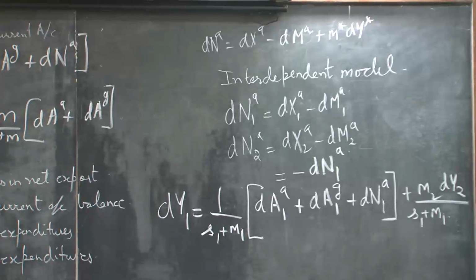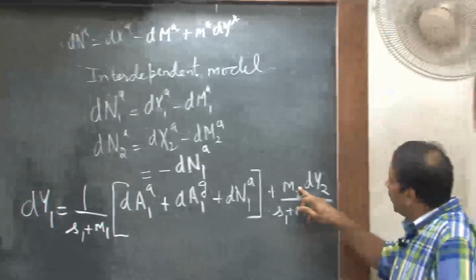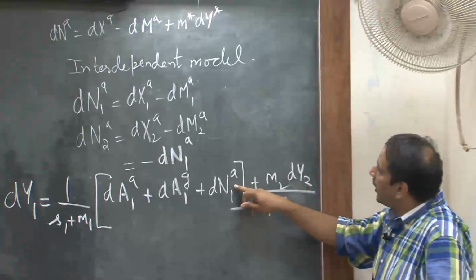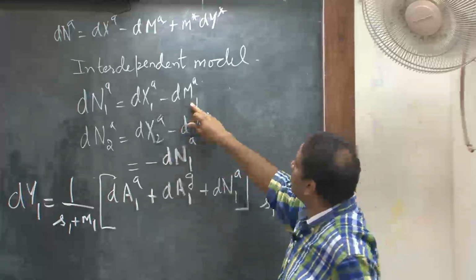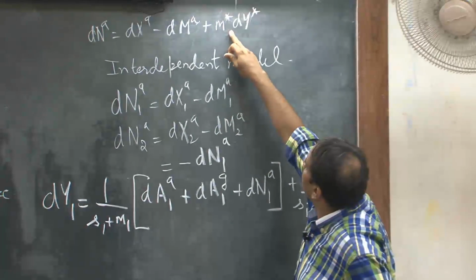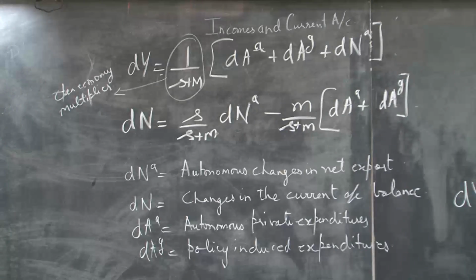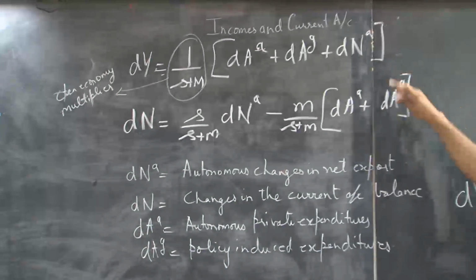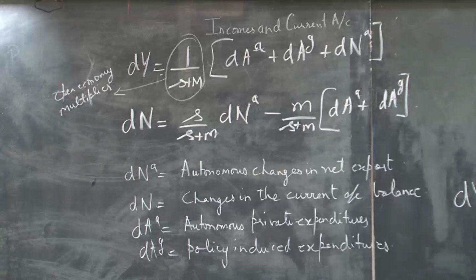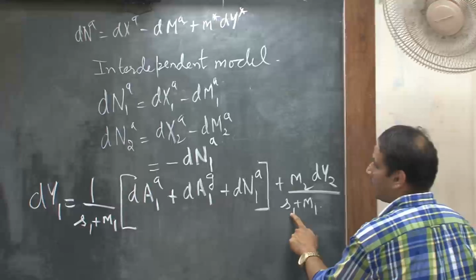Now, see how this term has emerged, because now dN1A is dx1A minus dm1A, and this is M2 dy2. So if you take it out of the bracket here, out of the parenthesis, you will get M2 dy2 divided by S1 plus M1.